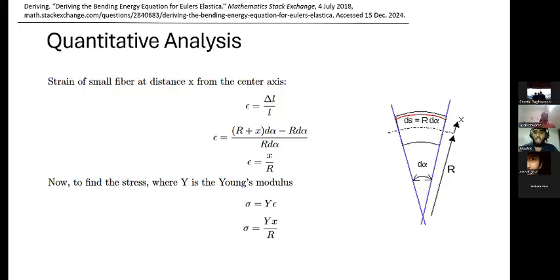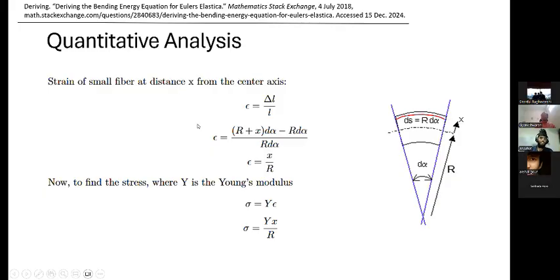Then we can use the arc length formulas to get that the change in length of the fiber will just be the new length, which is r plus x d alpha, minus the old length, which is just r d alpha, over the old length r d alpha. And therefore, we get that the strain in the small fiber at a distance x from the central axis will just be x over r, where r is the radius of curvature.